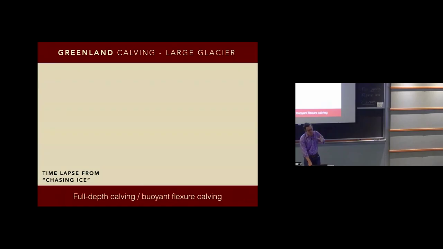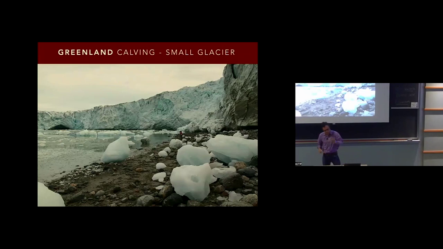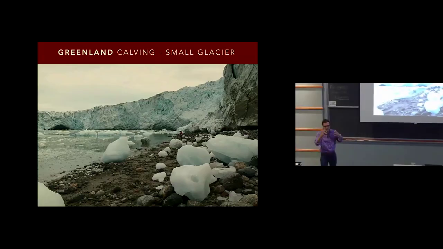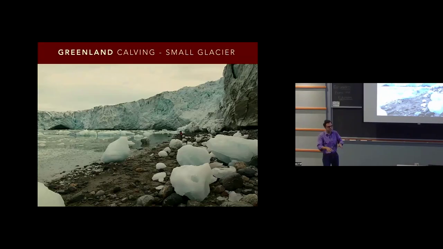The other main carving type in Greenland, when you go to smaller glaciers, is what we typically call serac failure. And that's where not the full depth of the glacier front carves, but only parts of it, either above the water or underneath the water. And then you end up with lots of little pieces floating around.